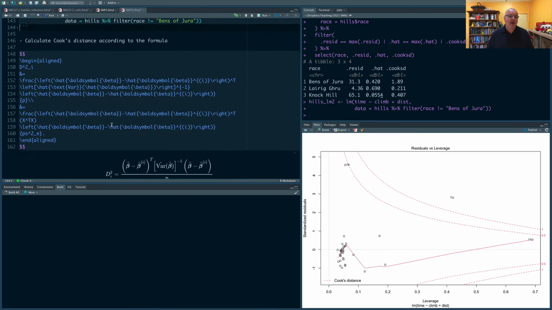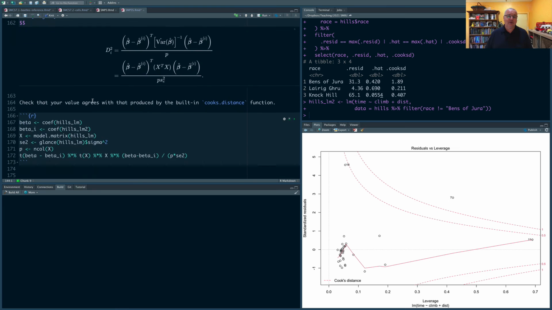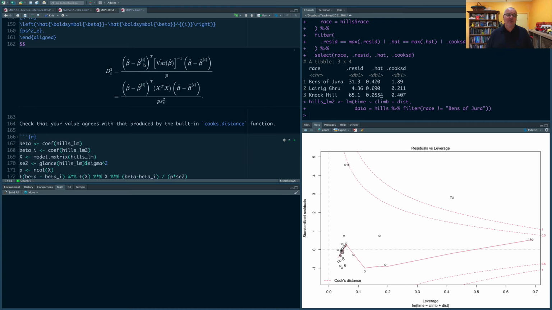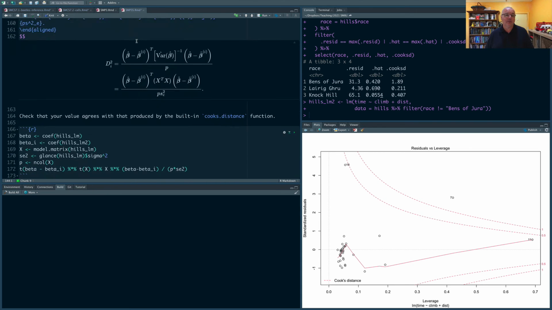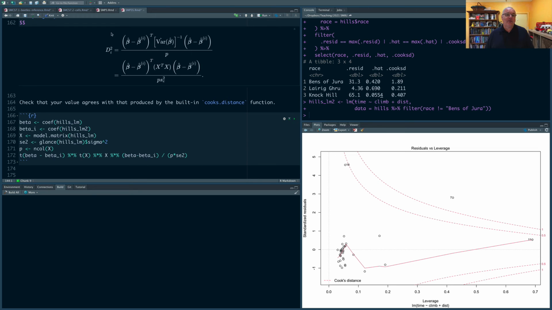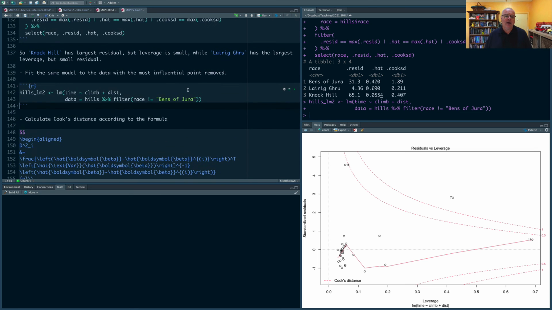And what we're going to do now is calculate the Cook's distance, so we're going to check that it matches. We need 2 betas. We need the beta for the full model, which is this one, and the beta with that point taken out. So we've just fitted it with that point taken out. So this is our beta and our beta i in this model. We're going to need our x from our full model in here. We're going to need our SE from our full model for this. And we need p, which is the number of coefficients in our full model. So everything in this is the full model, except for this one beta i here, which is the coefficients from the model, in this case without the i, which is Bends of Jura.